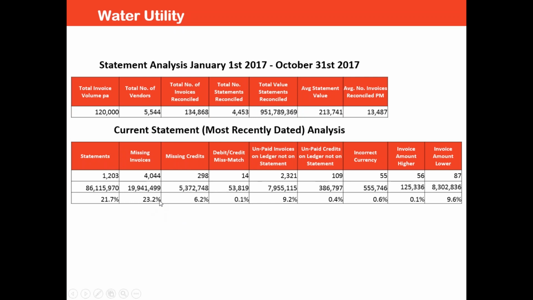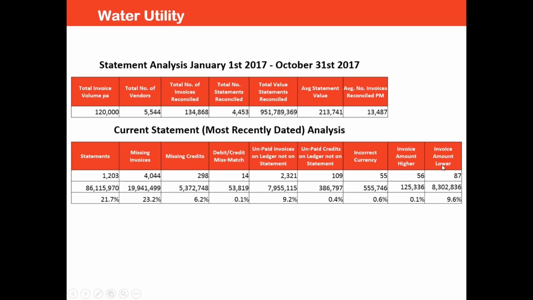And then, not too bad, lower on the missing invoices. We've still got 23% of the outstanding value is missing invoices. So there's £20 million worth of missing invoices, which is basically 4,044 documents. But again, if you look at the unpaid invoices that are on the ledger, not on the statement, there's nearly 10% or £8 million worth there. So that could be linked with the missing invoices, but you'd have to drill down a bit further to find that.